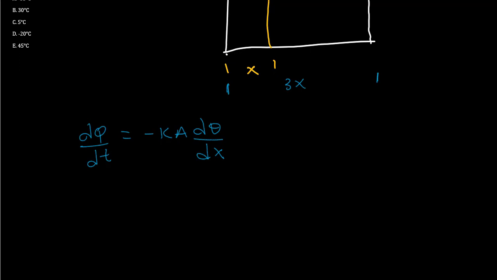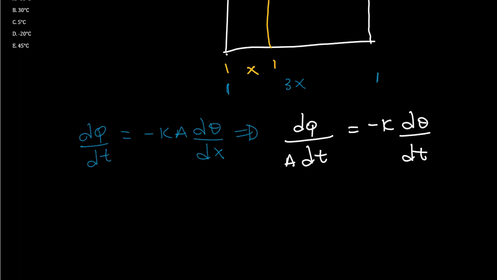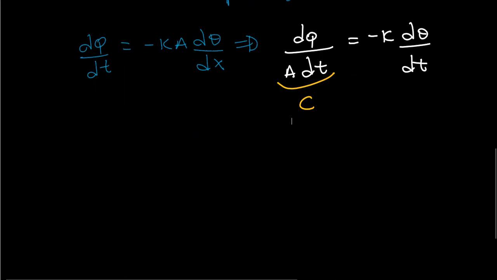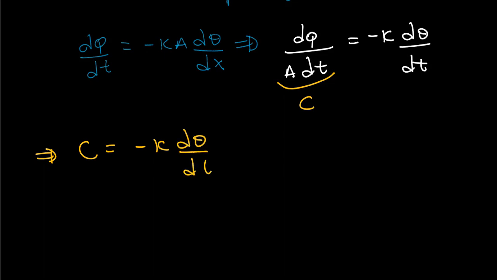Dx here represents the thickness, and dq on dt is the rate at which heat flows. The question says the rate at which heat flows is a constant per unit area. So if I write dq divided by A dt, this is equal to negative K times d theta on dx. According to the question, this is a constant. We can call it C. So constant C is equal to negative K times d theta on dx.